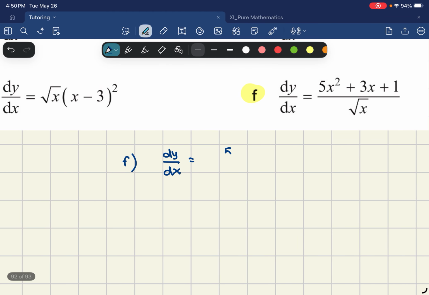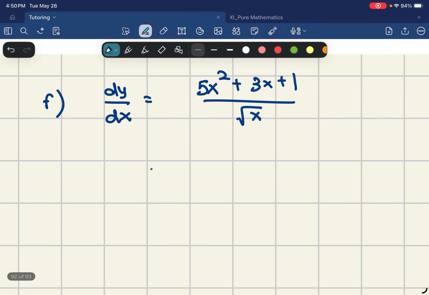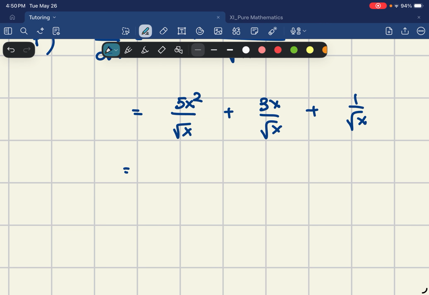Is you have 5x squared plus 3x plus 1 divided by square root of x. All right, so you have 5x squared divided by square root of x plus 3x divided by square root of x plus 1 over square root of x. So now I can write this as 5 x to the power 3 by 2, right? Because remember, this is just half. And 2 minus half is going to give you 3 by 2, right?